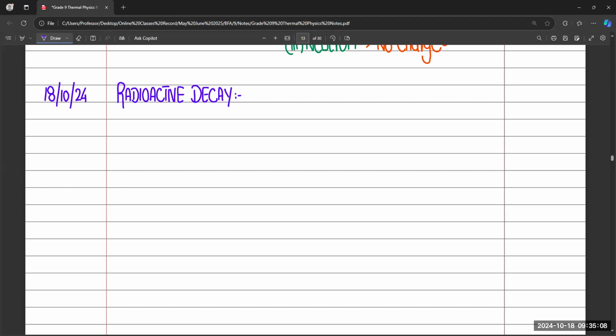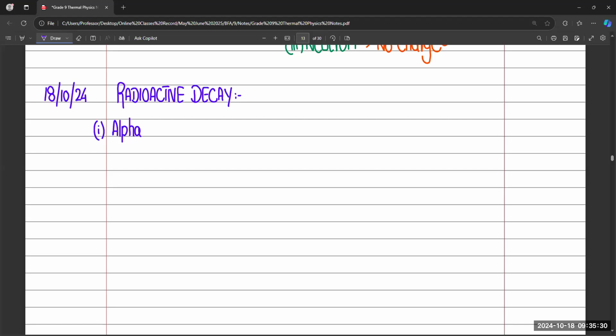So the topic is radioactive decay. Radioactive decay means we have three types of radiation, so definitely we have three types of decay, right? For example, the first one is... What is decay?